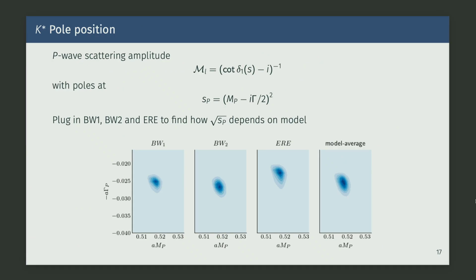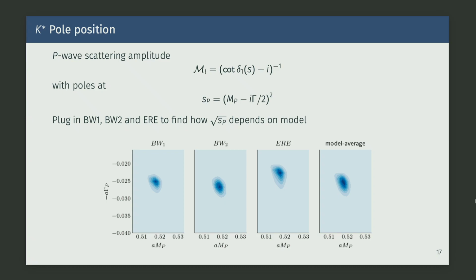Another thing that you can look at are pole positions, returning to what I talked about in the beginning. So you can just plug the phase shift back into the amplitude and find the complex poles. And the mass and the gamma, the pole width, the width in the pole prescription, are related to the pole position by this.